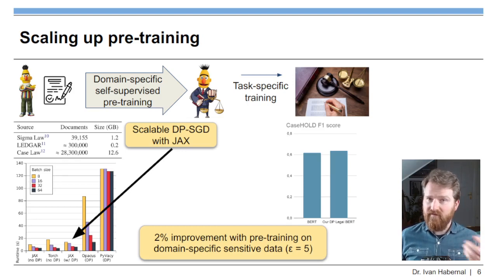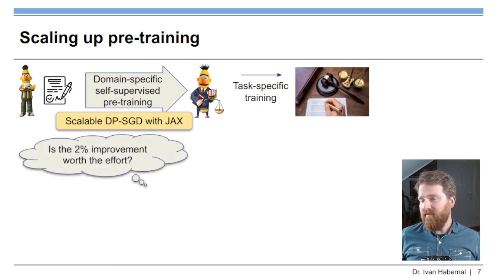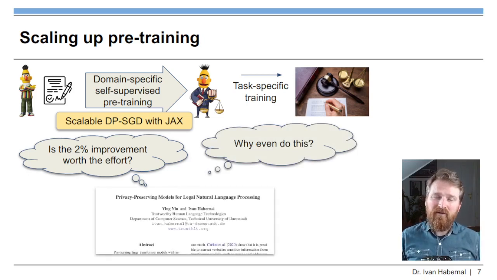the CaseHOLD classification task. Just to sum up, we did this pre-training with differential privacy, and the question you might be having is whether this 2% is really worth the effort, or why even do this, and so on. But given this is a very short spotlight talk, I would suggest you have a look into the paper, and we published our code on GitHub as well.